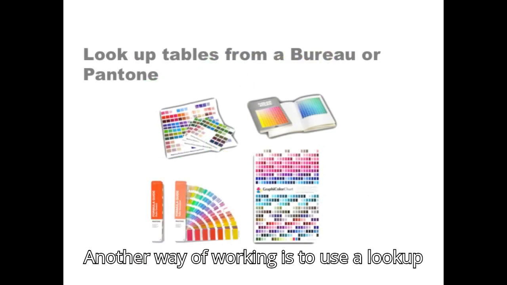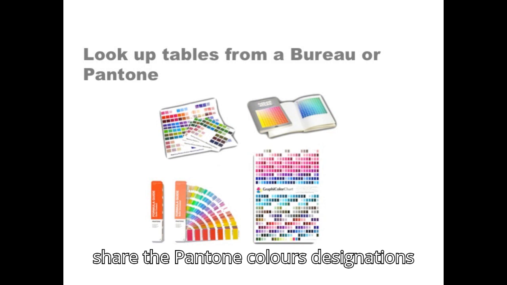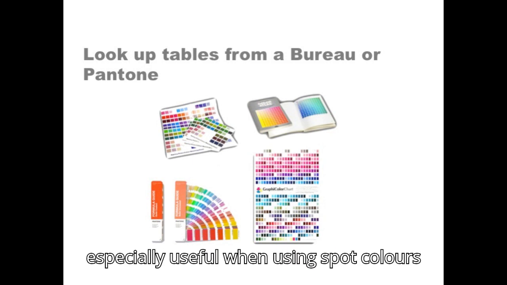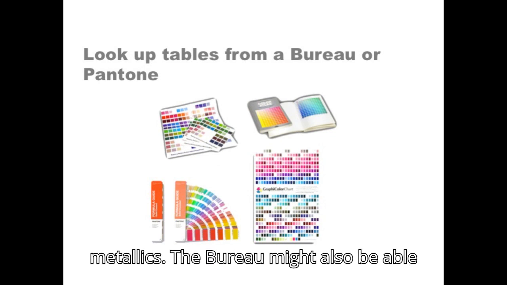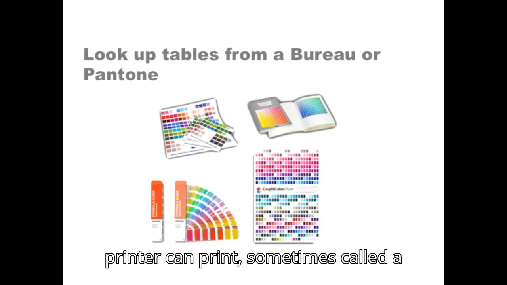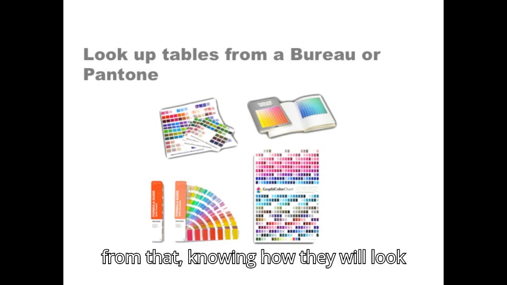Another way of working is to use a lookup table, such as a Pantone color book, and share the Pantone color designations with your printing bureau. This is especially useful when using spot colors that are critical or using metallics. The bureau might also be able to give you a palette of colors that its printer can print, sometimes called a blanket, and again you can choose colors from that, knowing how they will look when printed.